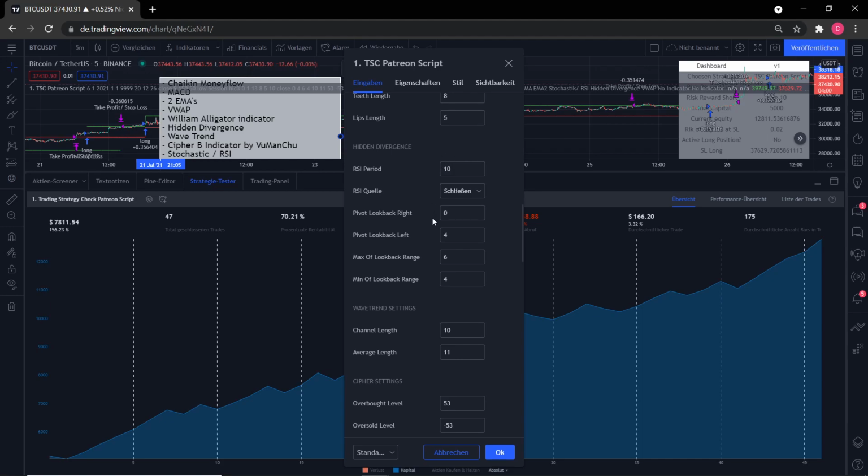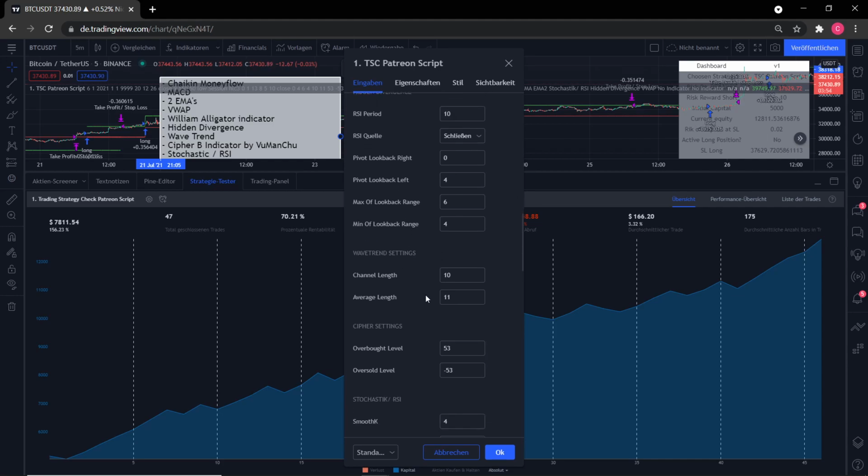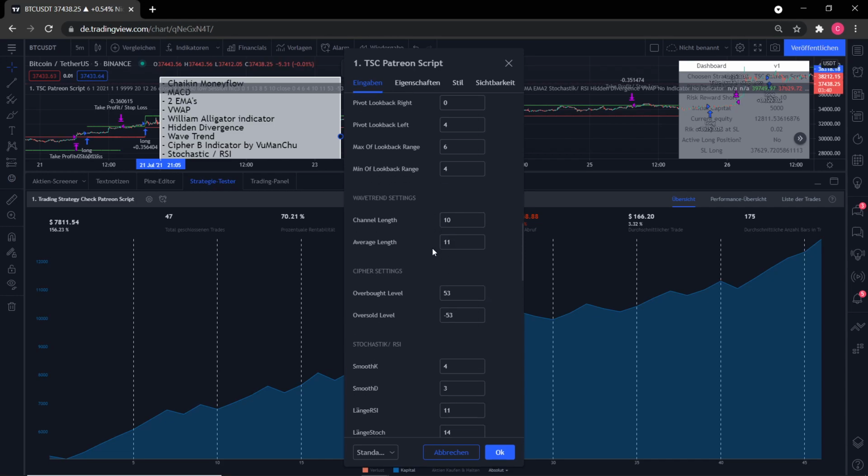Hidden Divergence. The hidden divergence works very well with other indicators. However, the number of trades is shortened, but the maximum drawdown also decreases. The look-back range is determined by pivot points. You should make sure that the hidden divergence does not look to the right, otherwise it would be repainting. For a signal, a hidden divergence must have existed in the last 5 time units.